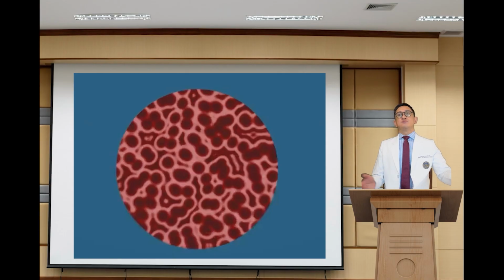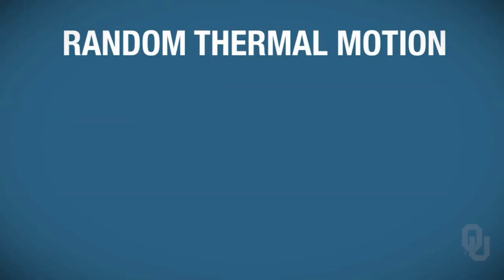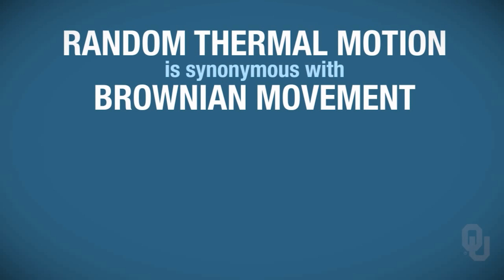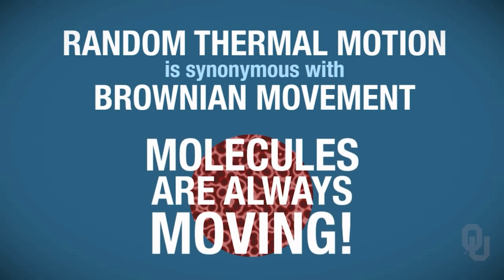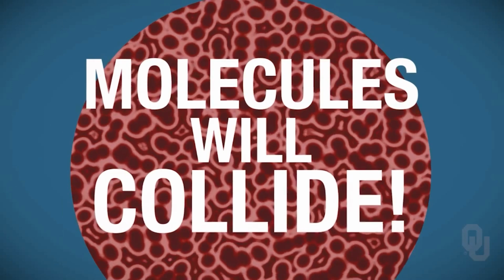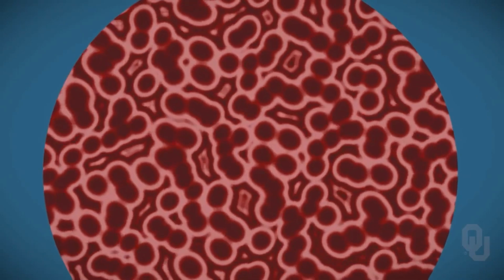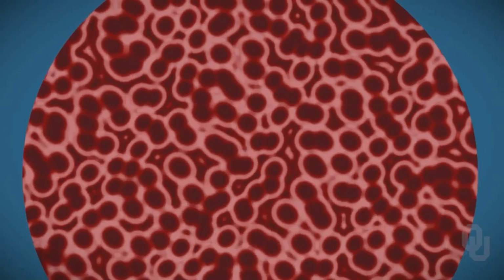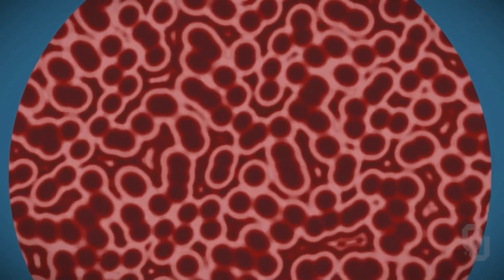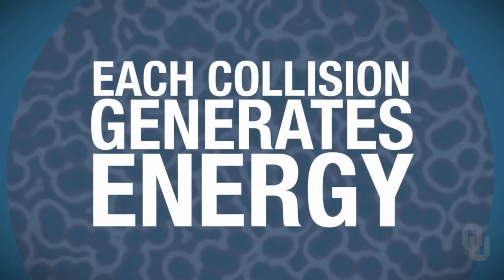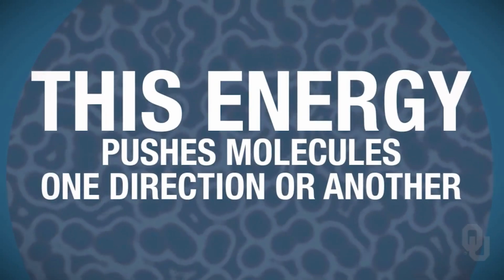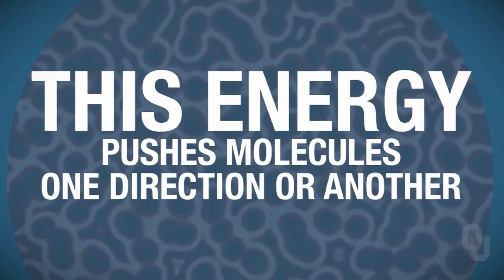So, how does a solute move from one compartment to another? We talk about the concept of random thermal motion, which is synonymous with Brownian movement. Meaning molecules are always moving. When molecules are always moving, they collide. When they collide, they bounce off each other. This collision generates energy, and this energy pushes molecules in one direction or another.